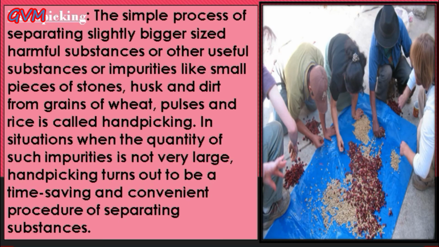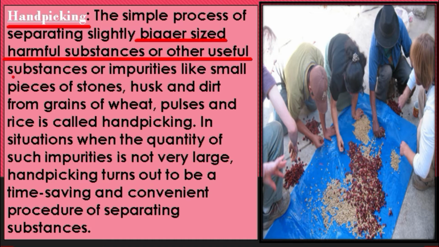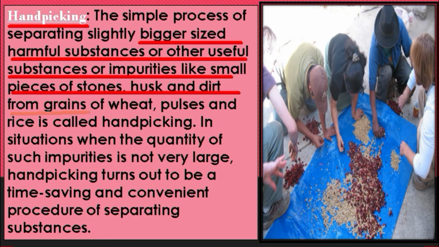So students, the first method of separation that we are going to discuss is handpicking. Students, handpicking is a separation technique that is basically used to remove the unwanted impurities from the mixture by hand. And students, in this method, we basically remove the bigger size harmful or other unwanted substances or impurities like small pieces of stones, husk, and dirt from grains of wheat, pulses, and rice.